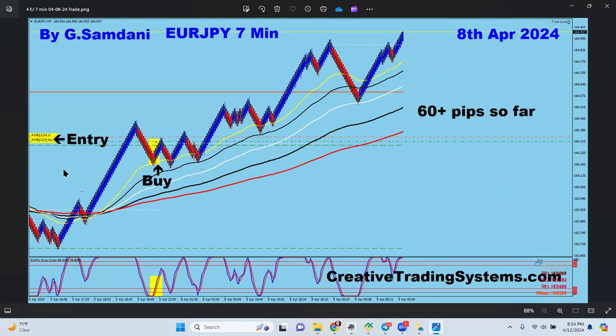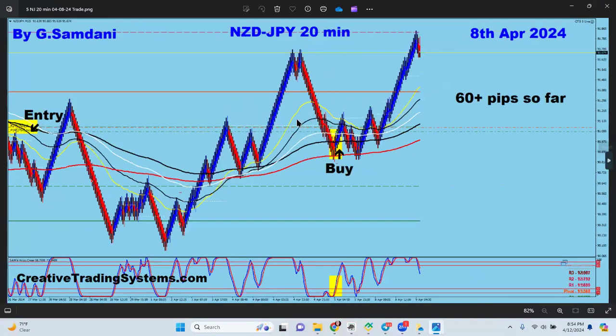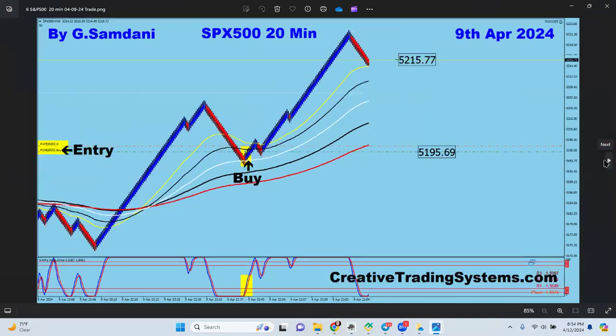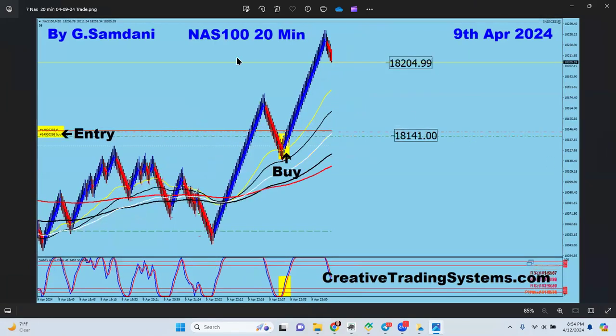And all of these trades, most of them, 99%, were taken by the EA. You can see the arrow there. And this is not New Zealand. Again, this was manually taken on the 8th, 60 pip. And then here, S&P 500, big move to the upside, drop, make the entry. EA took the entry, and boom, from 51.95 to 52.15. This is NASDAQ going to the upside.